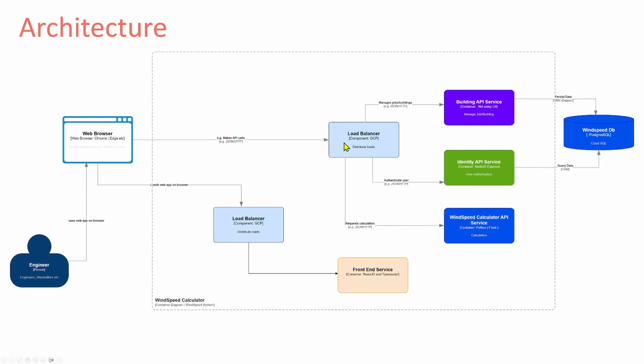And if the user is trying to do CRUD operations, then the request would end up in the building API service, which is built on the .NET technology, leveraging the C# programming language. And if the user is trying to do a calculate, then it will end up in the WindSpeed calculator API service, which is built on the Python Flask framework. And the database itself is a cloud database, and the services communicate with the database using a private IP, and hence it is very secure as well.